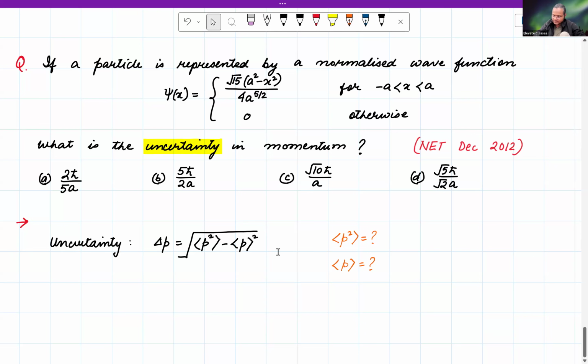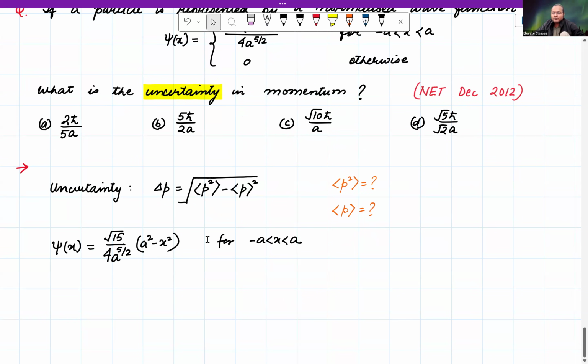अब यहाँ पे हम कुछ चीज़ें यूज़ कर सकते हैं. So for example psi x is given to you, and psi x जहाँ पे नॉन ज़ीरो है हम उसी को यूज़ करते हैं. So √15 upon 4a⁴, (a² - x²) for -a < x < a. All right. So let's start with the expectation value of momentum first.